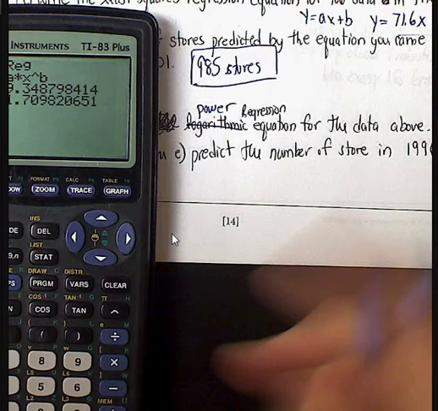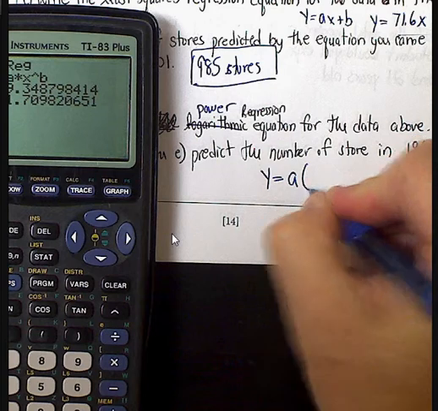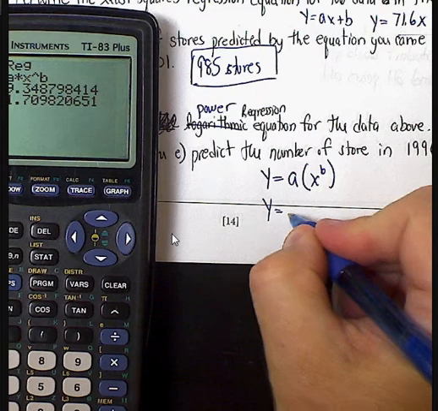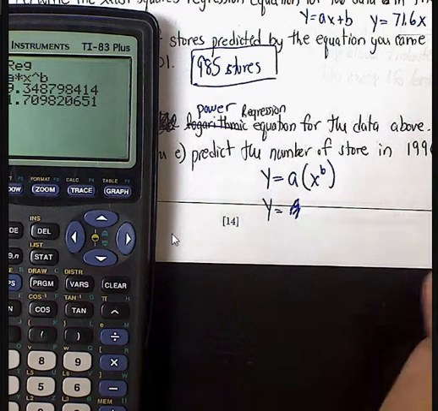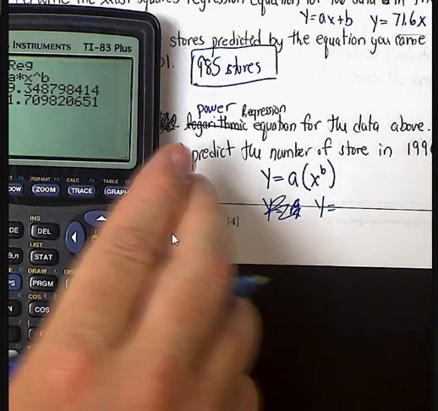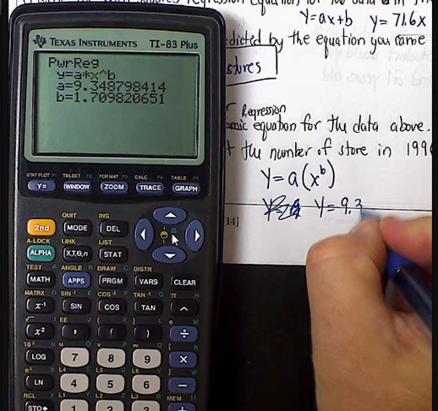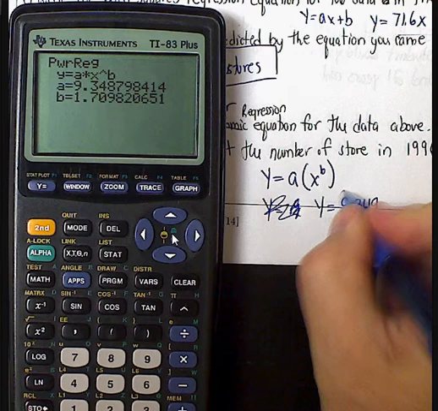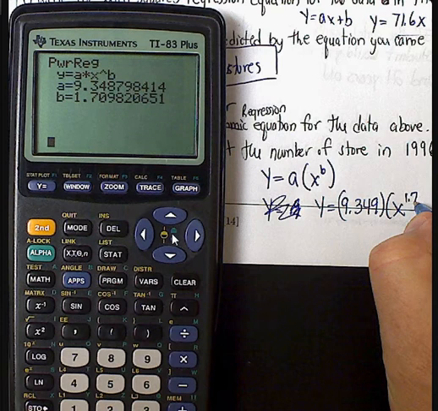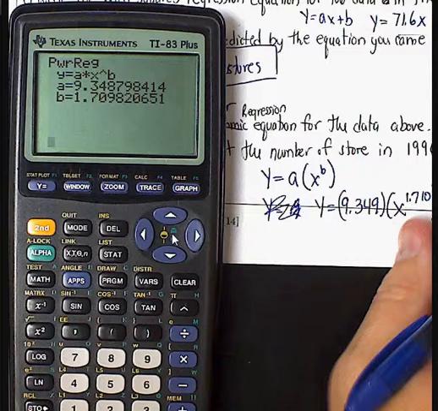Okay, hit enter. And we're going to search for L1, comma, L2, hit enter, and we get our equation, and this time it's in the form y is equal to a times x raised to the b. Alright, so y is equal to, let's say I want it to the nearest thousandth again, taking the calculator to the nearest thousandth, we get 9.349 times x raised to the b, which would be 1.710 if we rounded. Okay, so there's my regression equation.